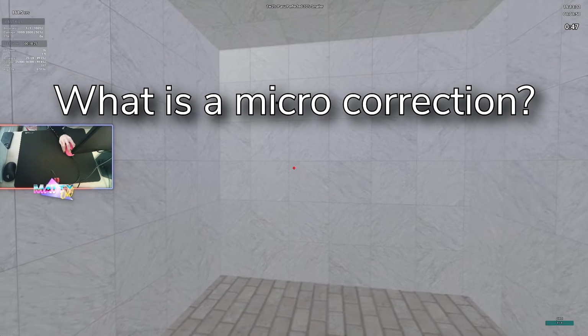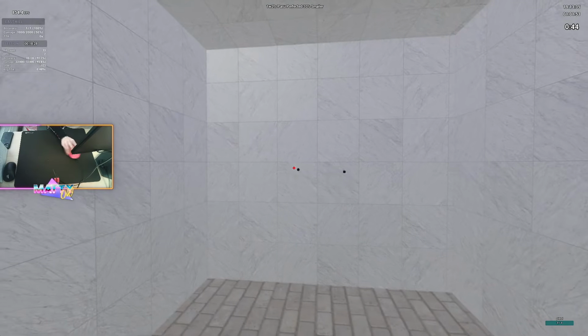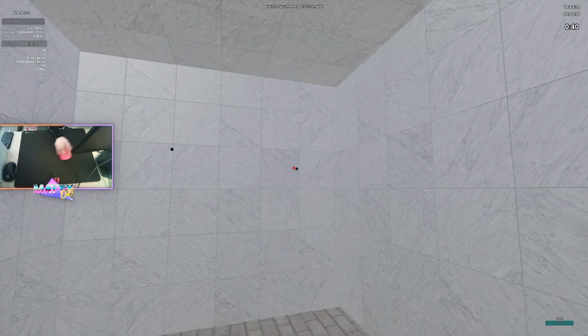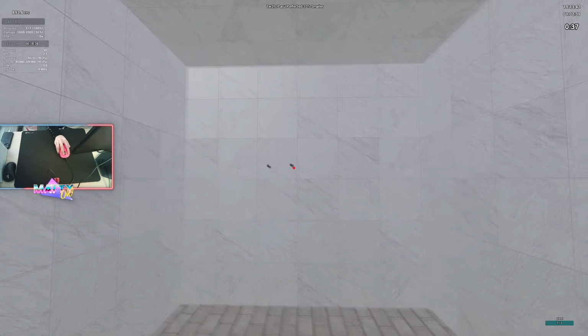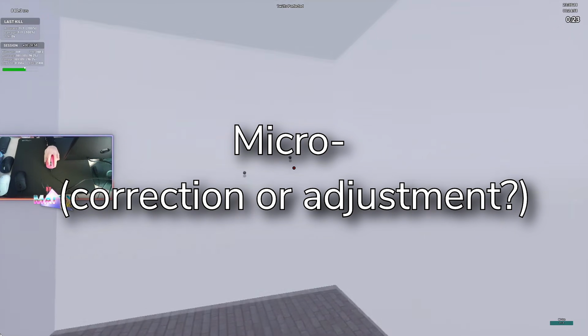What defines a microcorrection? In aiming, we define a microcorrection as generally any short, narrow motion that traverses very little distance on screen. While microcorrections are generally synonymous with microadjustments, I usually like to differentiate these two terms using the category in which they are performed.